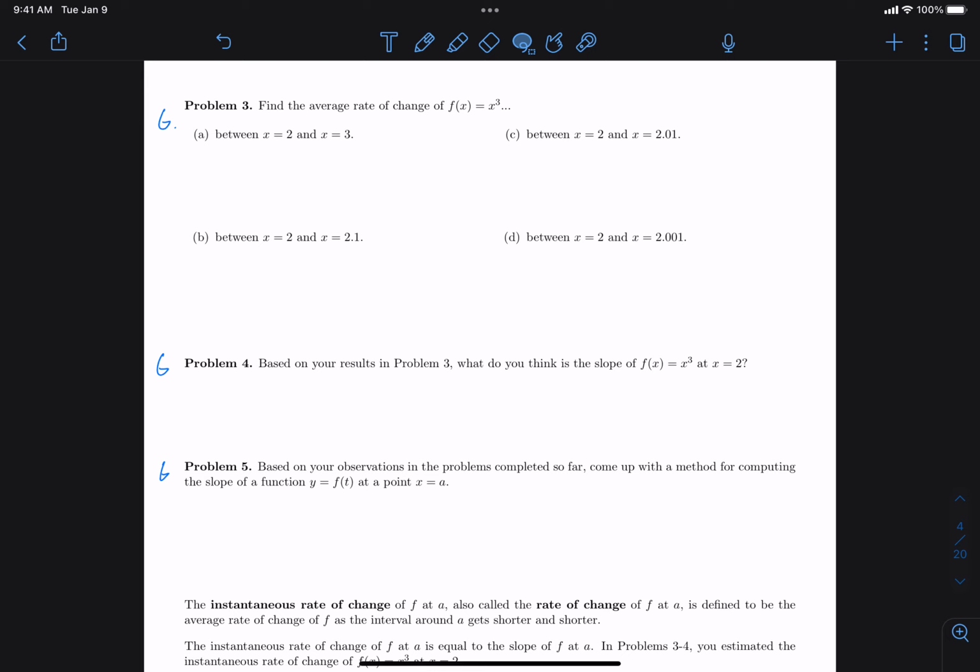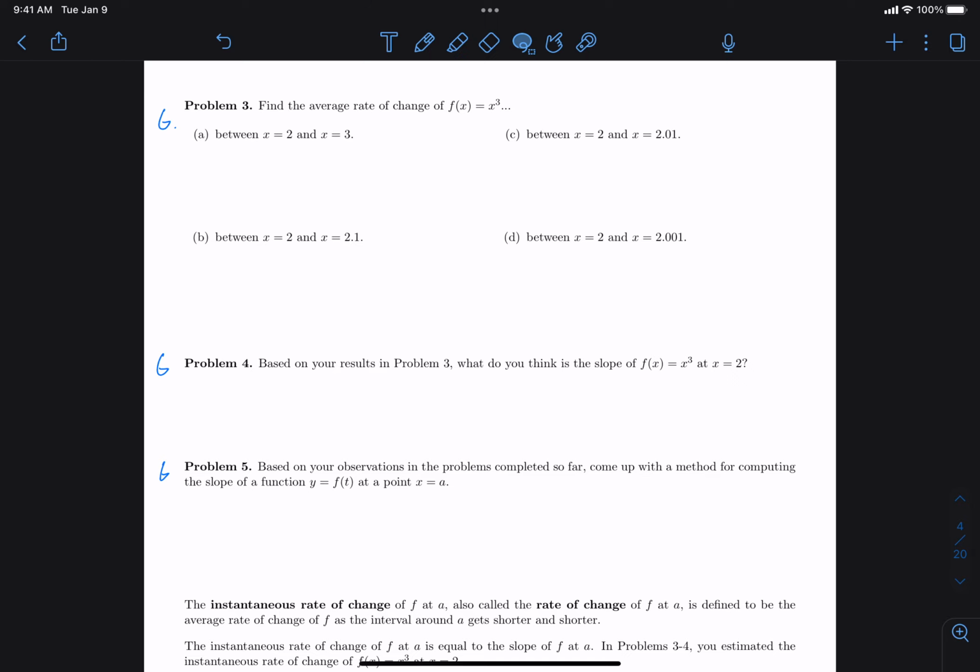Would anyone like a little more time to work? Do you have a specific question? What's the specific question? With problem five. Okay. Who else is struggling a little bit with problem five? Okay, lots of people. So, problem five is pretty tricky, but let's see if we can figure it out together.